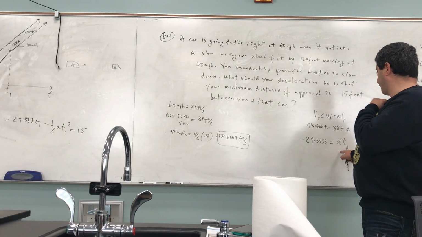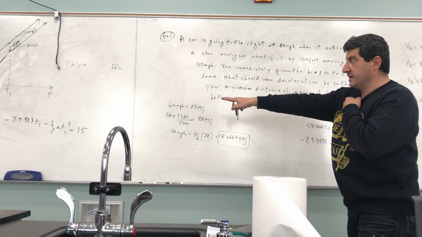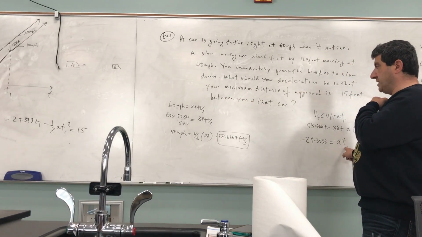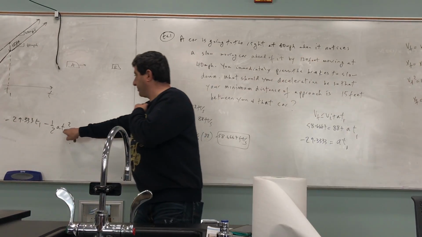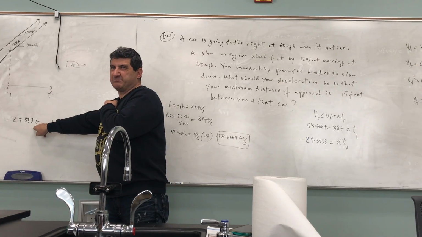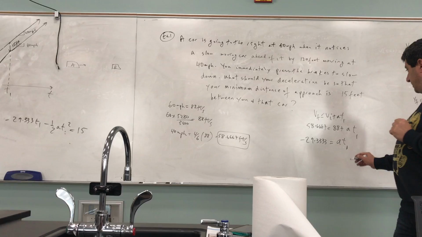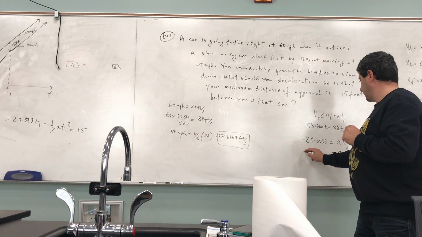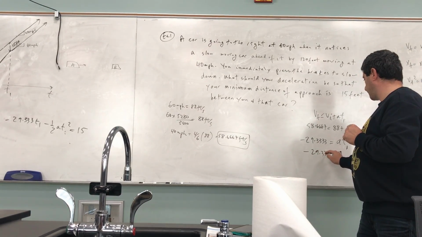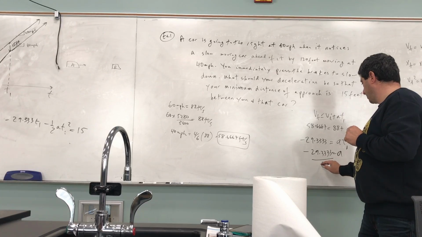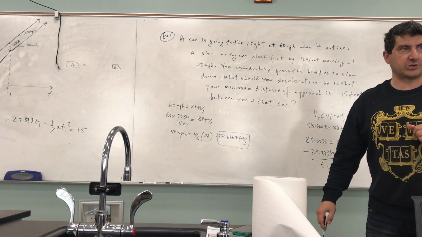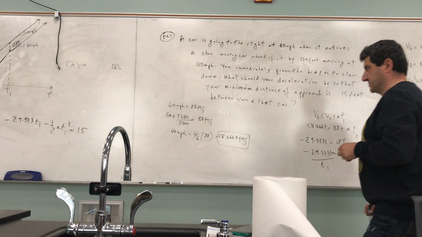I think it's better to solve for A and put it where the A is. Because if I solve for T, then I've got two places to plug it into. I'm lazy, right? I'd rather place it just into the A. So I'd rather say A is negative 29.333 over T1, and then plug it where the A is over there. Okay?